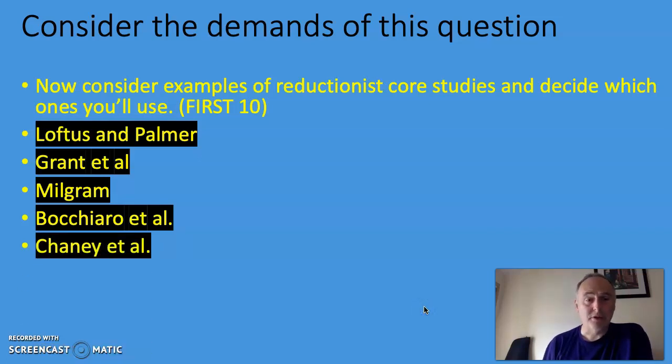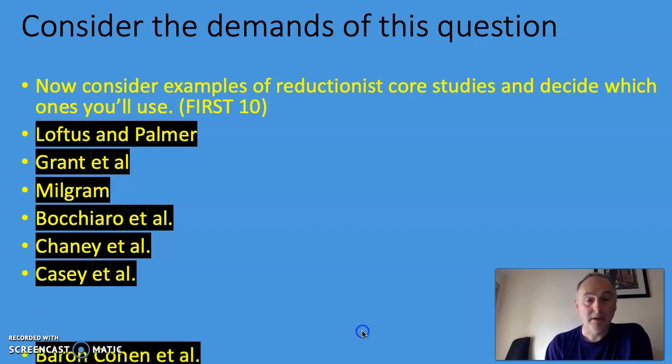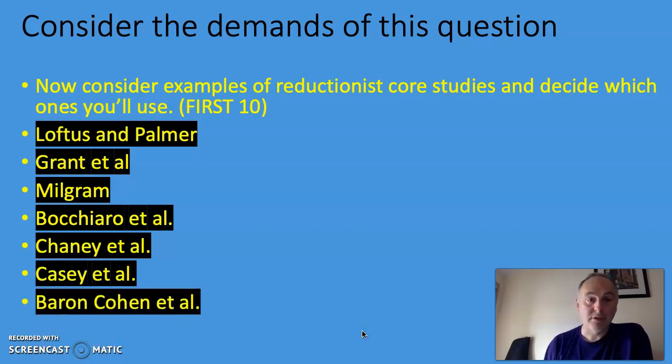Cheney's very, very reductionist. Again, go back, have a look at your notes. I'll not go through all of these, otherwise I'll run out of time on this. Casey, again biological reductionism. Baron Cohen, again, is reductionist. I could have come up with just about every one of them there, to be honest, but those are the main ones that I would suggest will be dead useful to use.